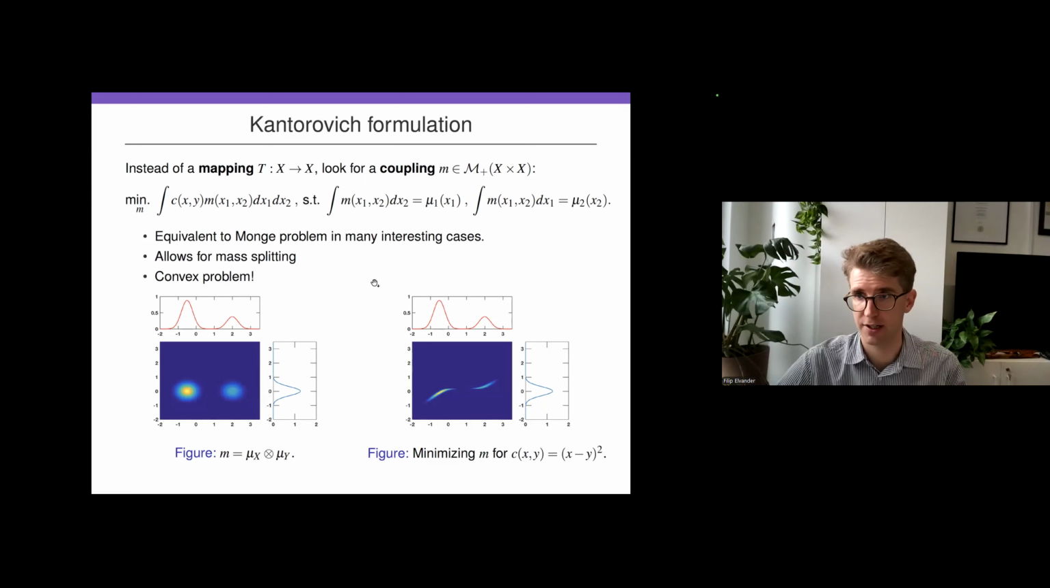So the nice thing here is that it's linear and convex, right? That's very nice. And here there are no restrictions whatsoever when it comes to mass splitting. So there's no problem of taking, for example, Dirac point masses and splitting them up into several locations, right? So this is what we will work with in the rest of the talk.